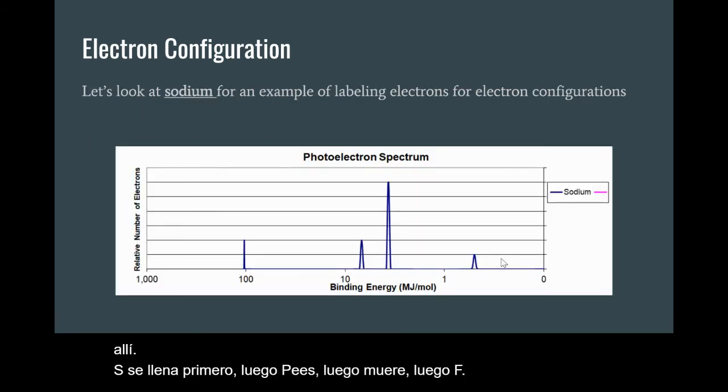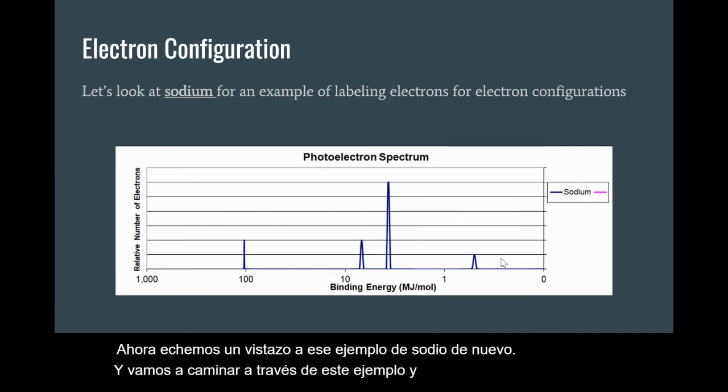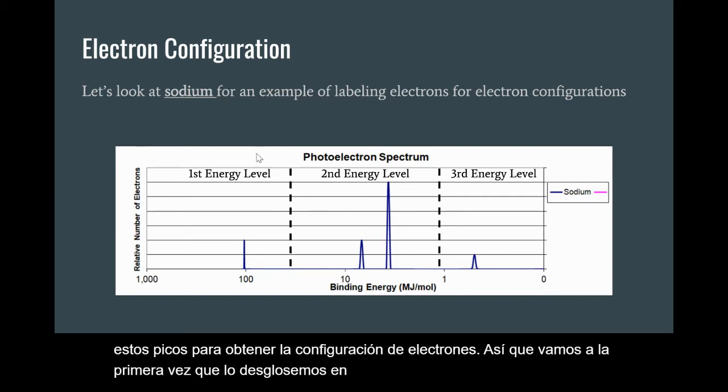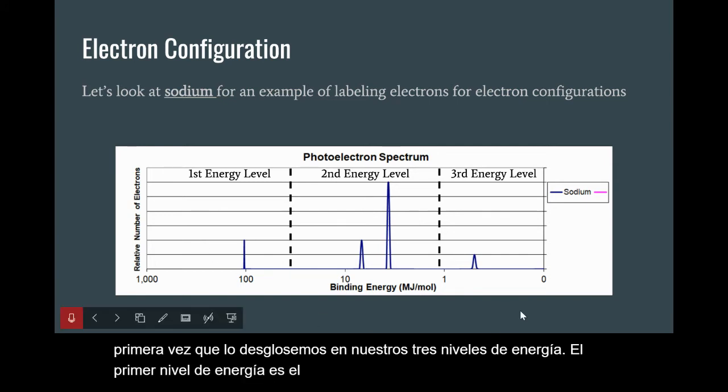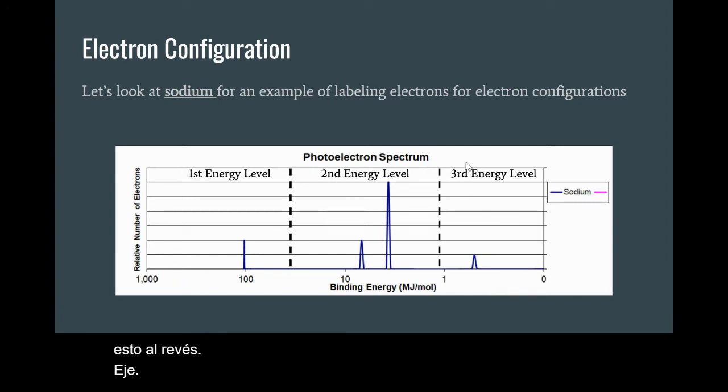Now, let's take a look at that sodium example again. And we're going to walk through this example and see how I can label these peaks to get the electron configuration. So we're going to first break it down into our three energy levels. The first energy level is the one furthest to the left. That's why it's plotted with this backwards axis. Then we just count. Second energy level, third energy level.